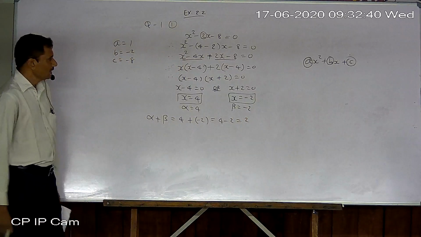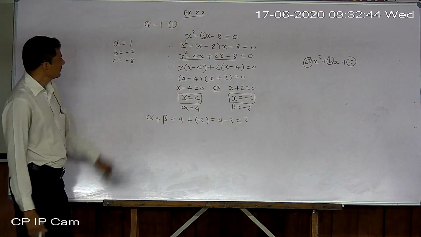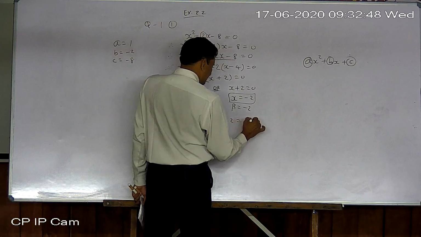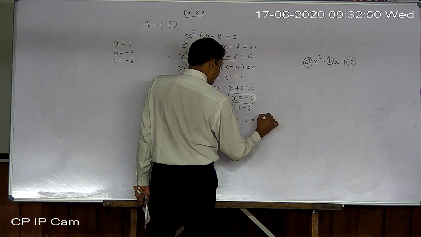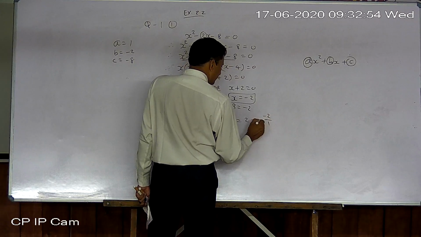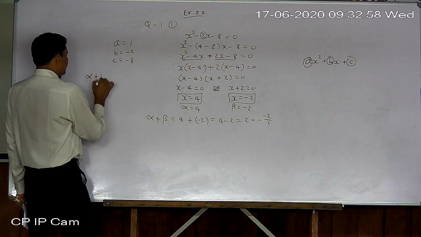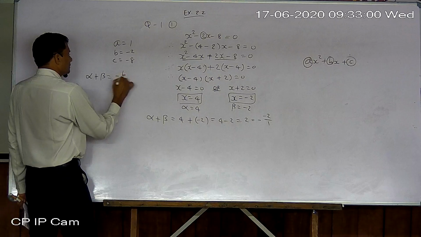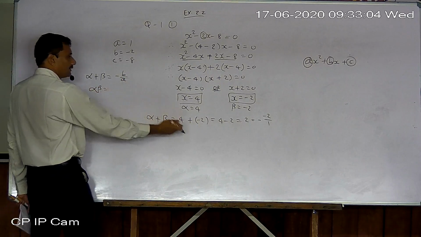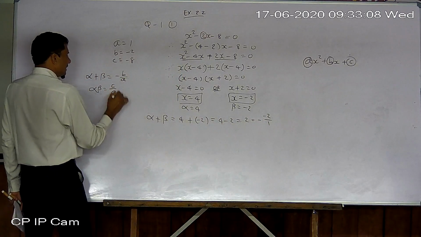Now look here at how it is related to the coefficients. You should remember that alpha plus beta equal to minus b by a. You should have knowledge of this beforehand, then only you can write this step. Alpha beta equal to c by a.